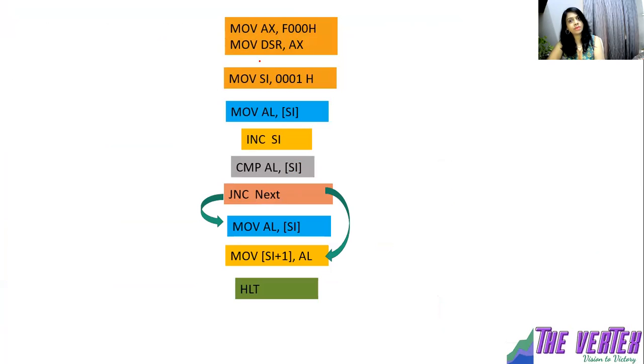Move AX, F00; move DS, AX; move SI, 0001; move AL, [SI]; INC SI; compare; JNC. So how will the execution happen in JNC? If this condition is true, it will skip this instruction and directly execute this instruction. And if this condition is false, that means if carry generates, then after this instruction it will first execute this instruction, and after that this instruction, and after that this instruction. So if the condition is true, it will skip this instruction, and if false, it will execute all the other instructions.